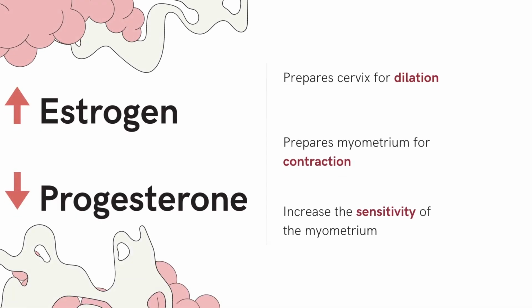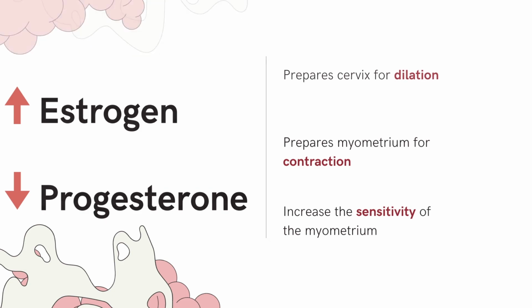Now, the increase of estrogen and the decrease of progesterone aids in three different things. The first thing is that it prepares the cervix for dilation. It also prepares the myometrium for contraction, and it increases the sensitivity of the myometrium. So let's have a look at each one more closely.